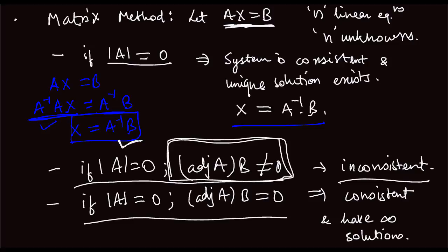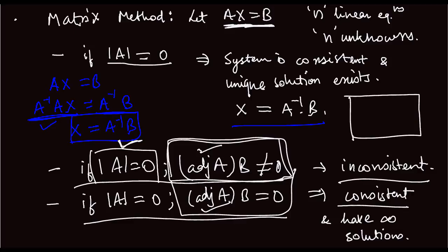So first of all you will calculate whether mod A is equal to 0 or not. If that is the condition, then you will check for these. Then you will tell whether it is a consistent or inconsistent system of equations. In the exam you will be given 3 or 2 or more equations, and then you have to assume A, X and B in that. X will be the variable, so you will just eliminate it. Whatever you get on the left hand side will be your A matrix. Whatever you get on the right hand side will be your B matrix. So that's how you can calculate adjoint A and B, and you can see whether it is equal to 0 or not equal to 0.